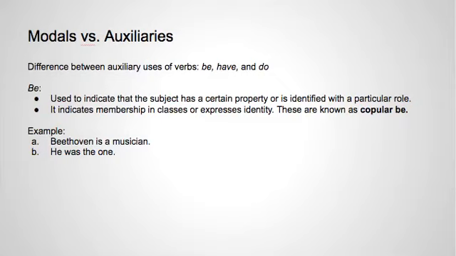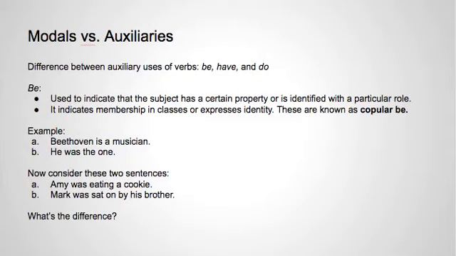For instance, Beethoven is a musician, and he was the one. Now consider these two sentences. Amy was eating a cookie, and Mark was sat on by his brother. What's the difference? Let's think for a moment.